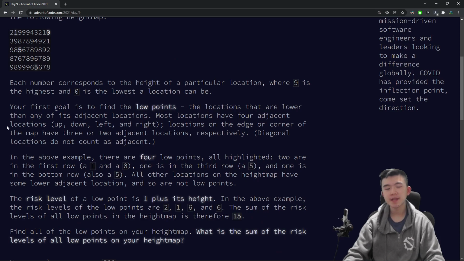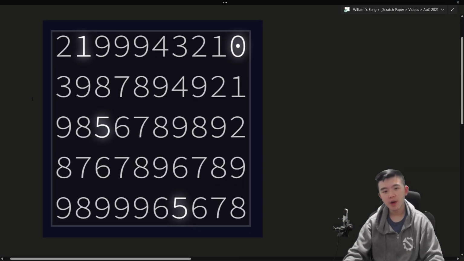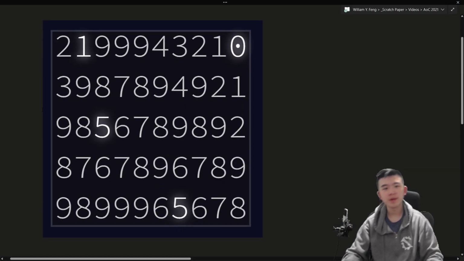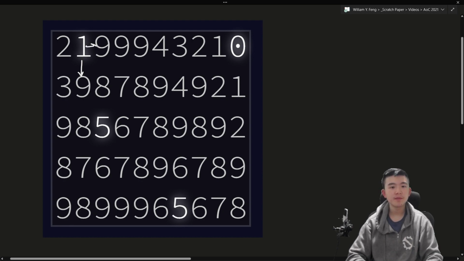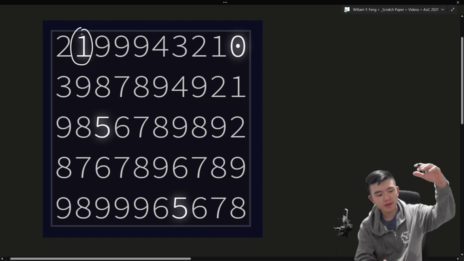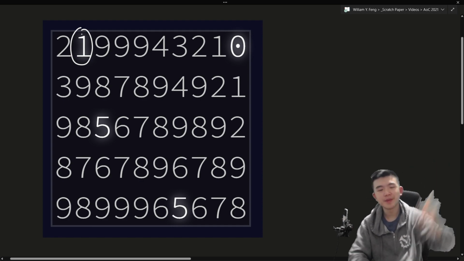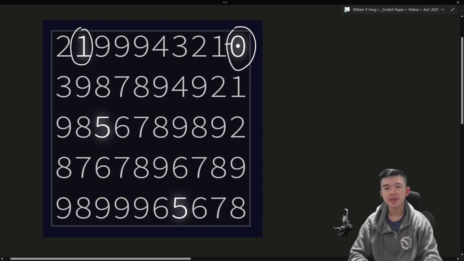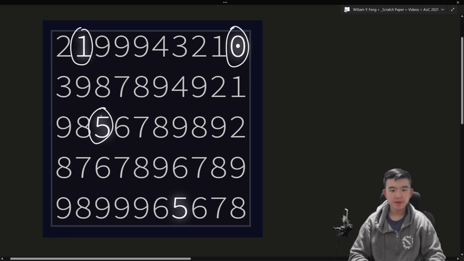So the question is, we define what a low point is. A low point is any location where all the four heights around it are higher. So for example, consider this one, the 9 to the bottom, 9 to the right, and 9 to the top, and 2 to the left are all higher. So this one is a low point. You can imagine that as being sort of like the low point, basically. The 0 is also a low point because the 1 and the 1 to its side are higher. Similarly, this 5 and this 5 are both low points.